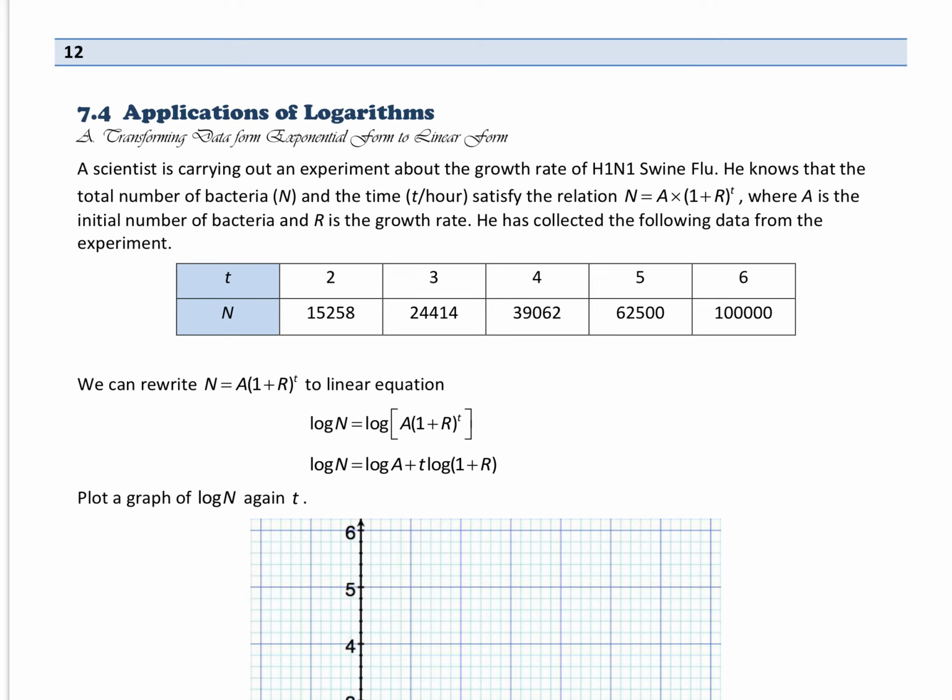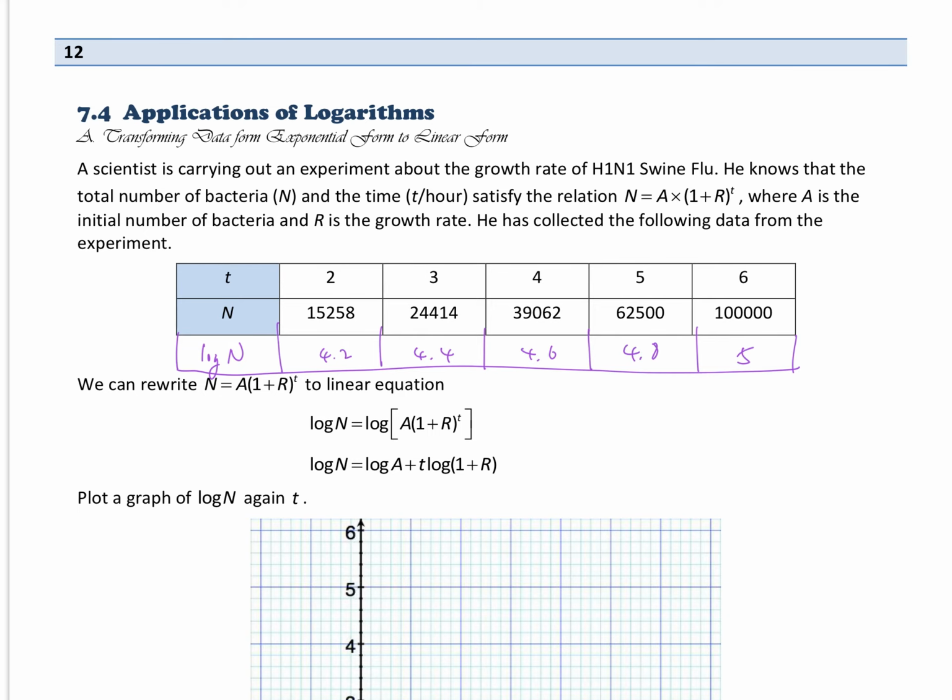So what can we do? We will try to plot a graph of log n against t. Let's see how we can convert it. First of all, I want to find the values of log n. I want to add one new table. This is log n. By using your calculator, it is not very difficult to find the values, which are equal to 4.2, 4.4, 4.6, 4.8, and 5.